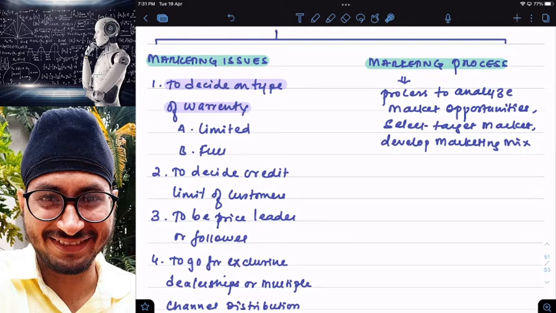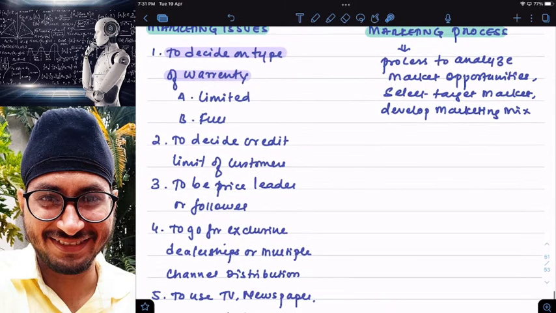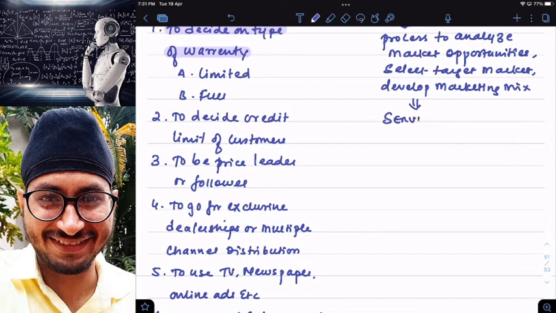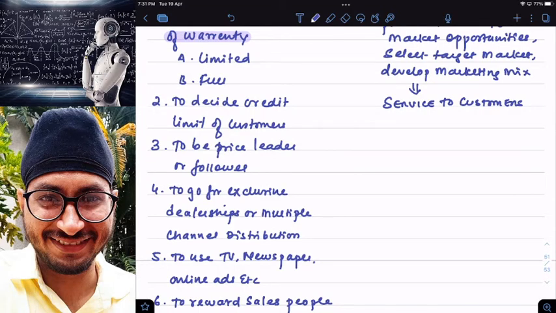Marketing mix is divided into four pieces, which is related to products, and expanded marketing mix is related to services, which is three more pieces. All this put together is called what? Marketing process. But remember one thing, this point is very important for exams. Service to customers is the central focus of marketing process.